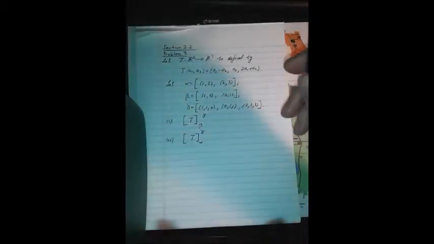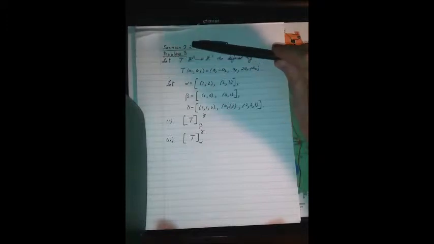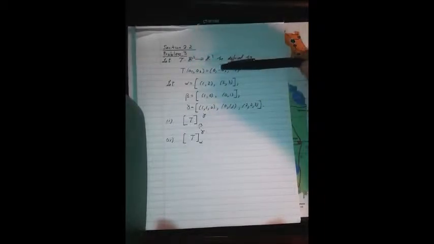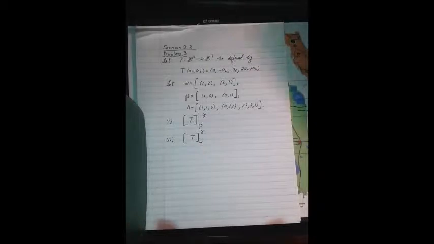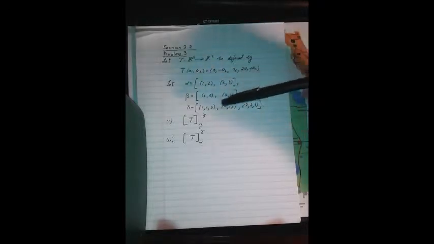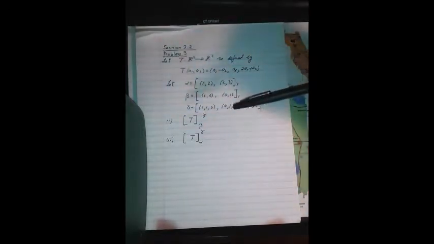Okay, next we will do problem number 3 from section 2.2. In this problem we have a linear transformation T from R2 to R3 defined by T of (a1, a2) as the vector (a1 minus a2, a1, 2a1 plus a2). We're also given three bases. Alpha and beta are ordered bases of R2, and gamma is a given ordered basis of R3.